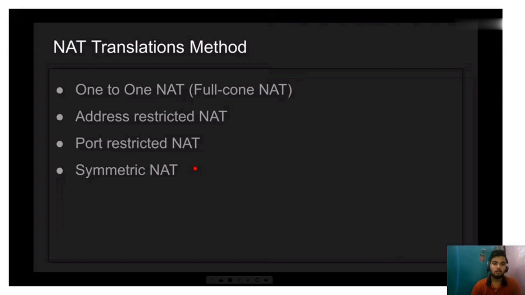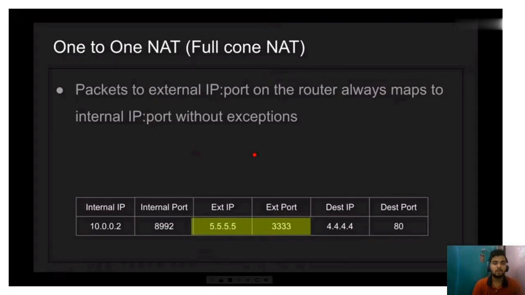So there are four different kinds of NAT. The first three cover 90% of devices connected on the web. The first one is the best for WebRTC, and the fourth one is the worst for WebRTC. We'll see that in a minute. So let's discuss the first one. The first one is one-to-one NAT. It is also called the fully connected NAT.